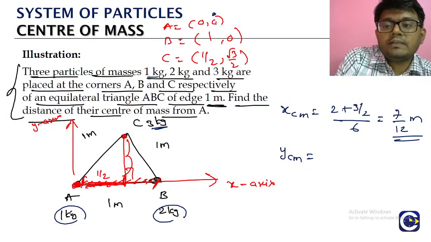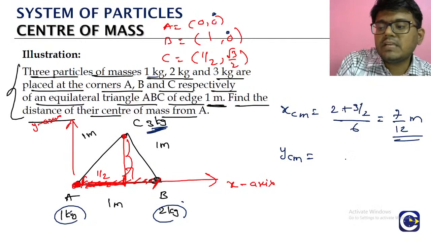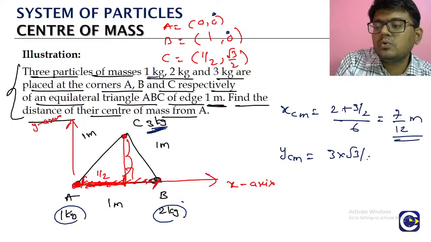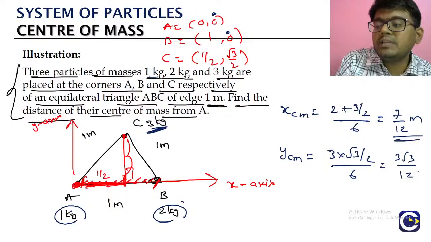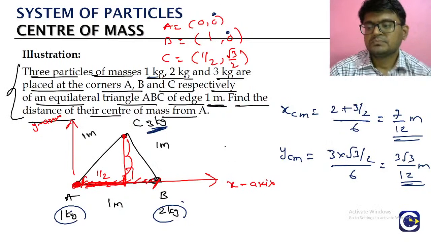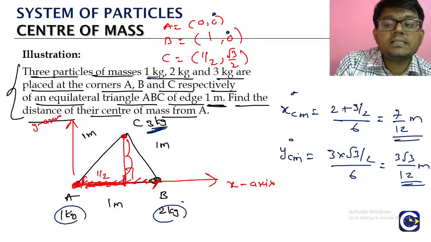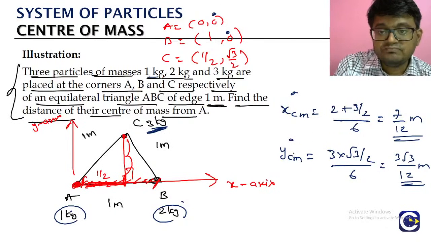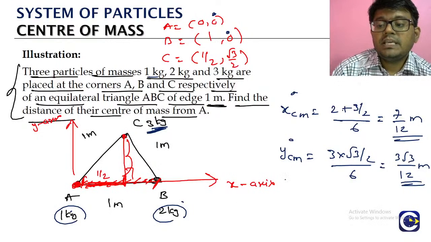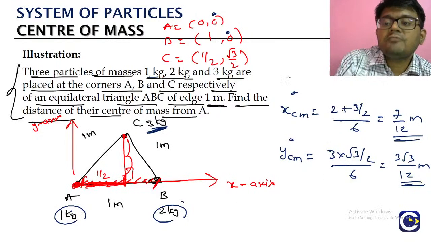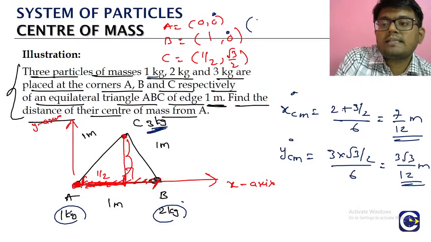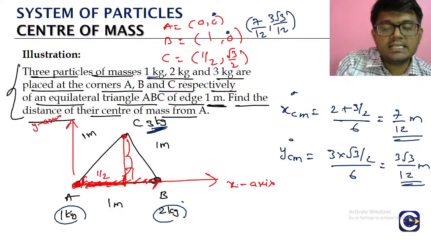What about the center of mass y coordinate? M1 y1 is 0. M2 y2 is also 0. Only M3 y3 will come. So 3 into root 3 by 2 divided by 6. That is 3 root 3 by 12. So x center of mass is 7 by 12, y center of mass is 3 root 3 by 12. Now the center of mass coordinates we'll write as 7 by 12 comma 3 root 3 by 12.